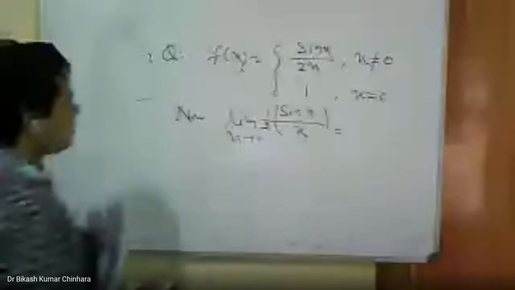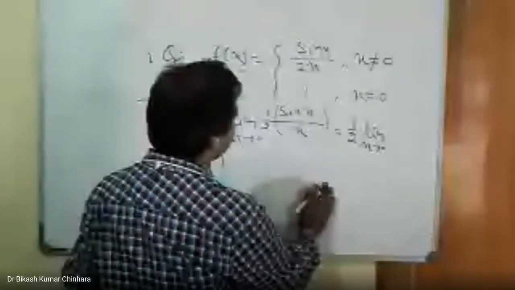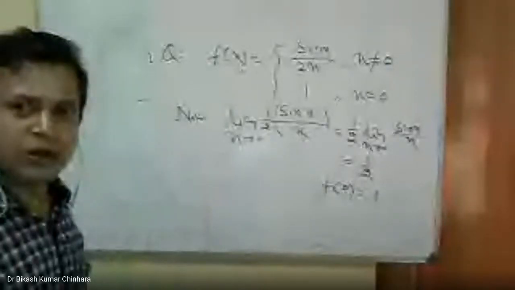So this is the limit. I can write half, then limit x tends to 0 of sin x by x, whose value is 1. So it is equal to half. And for the function value, f of 0 is 1. So half is not equal to 1. So the limit will exist, but the function will not be continuous.